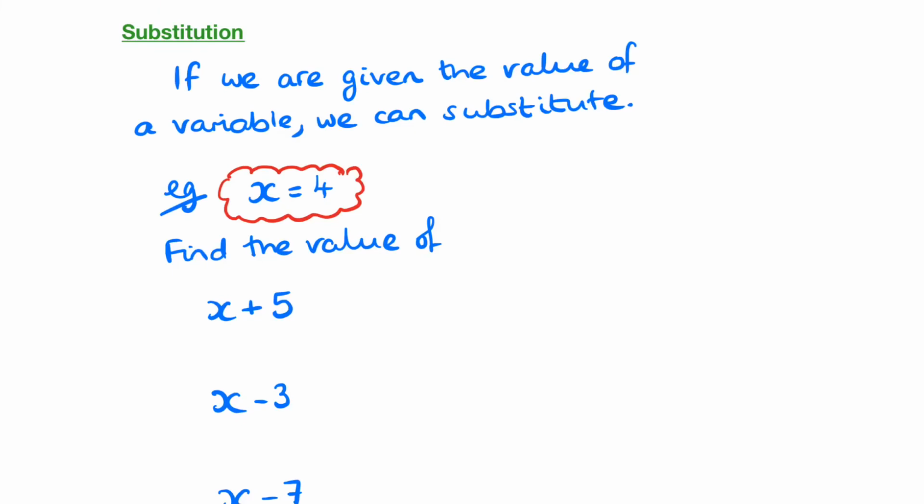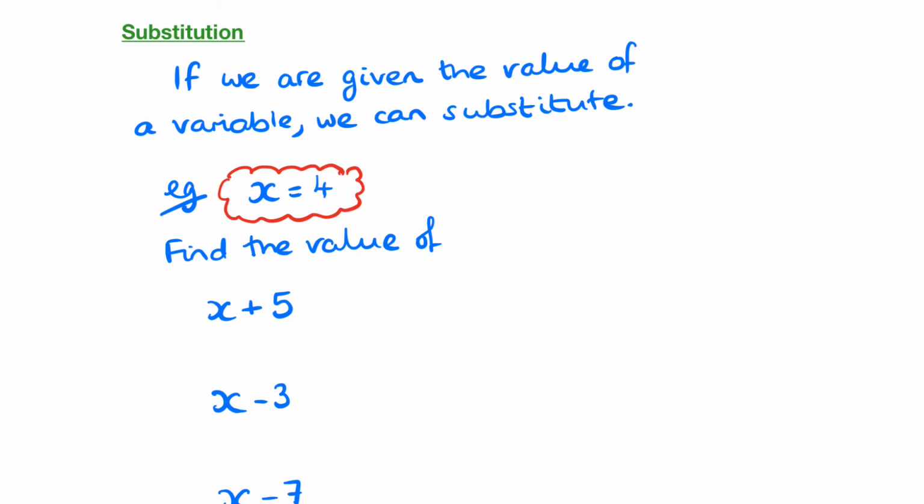Now we're on to the actual topic of substitution now that we've looked at the meaning of variable, term, expression, value, and evaluate. So, if we are given the value of a variable, we can substitute. Now, substitution in normal language means swapping, doesn't it? If you substitute players in a football match, you're swapping one out for one in. The one that goes back in doing the same job as the one that's just come out. And it's going to be the same with our algebra. So when we substitute, we're swapping.